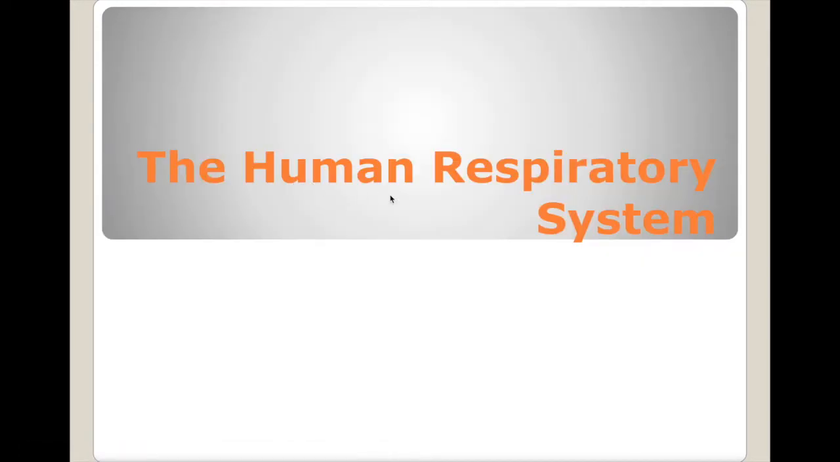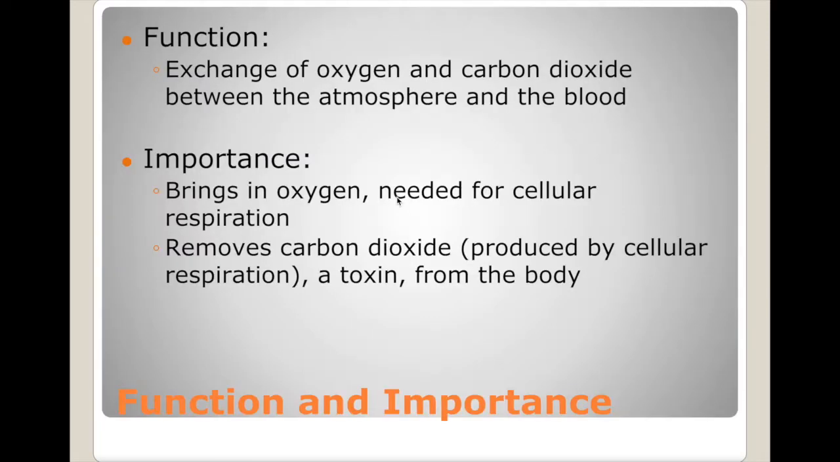So, the human respiratory system. Obviously, the human respiratory system has a major function of being the place where the exchange of oxygen and carbon dioxide between the atmosphere and the blood inside your body occurs. It's important because it brings in oxygen needed for cellular respiration, which, remember, cellular respiration is the process of making energy, or ATP. It removes carbon dioxide, which is produced by cellular respiration, again, and that is considered a toxin for the body.